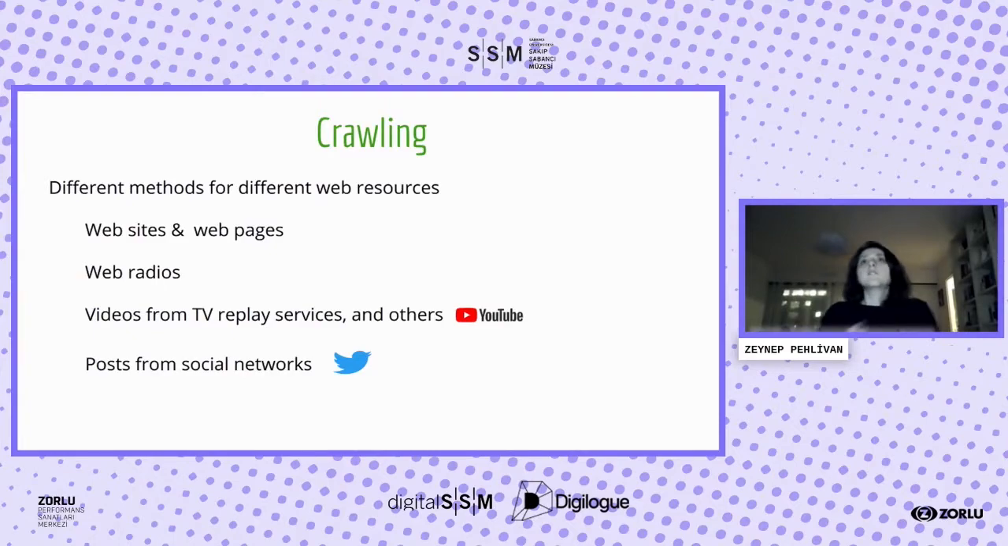That's why there are different methods for different web resources. For example, to archive a website, you can use a classic web crawler, but it's not the same thing for social media. You can archive the social media web pages, but most of the time, social media platforms provide APIs, application programming interfaces. These interfaces give you more metadata than you can see from the page, and they also want you not to archive their pages, but to use their APIs so that they can control the access, etc.